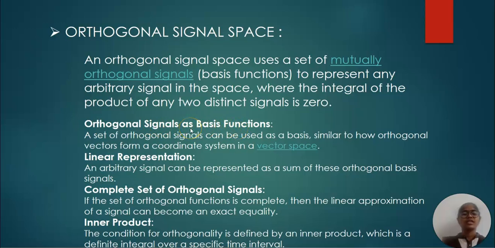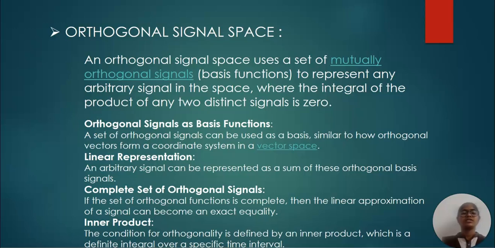A set of orthogonal signals can be used as a basis, similarly to how orthogonal vectors form a coordinate system in a vector space. Linear representation: an arbitrary signal can be represented as a sum of these orthogonal basis signals. Complete set of orthogonal signals: if the set of orthogonal functions is complete, then the linear approximation of a signal can become an exact equality.